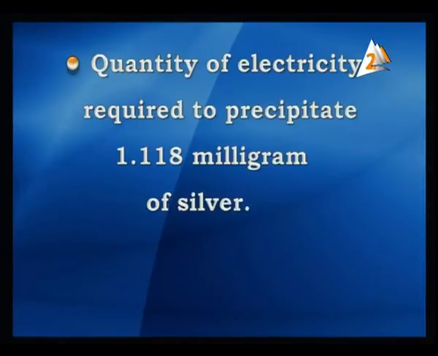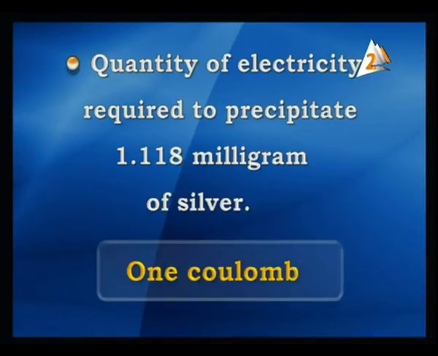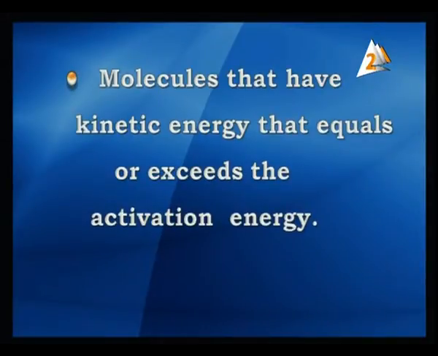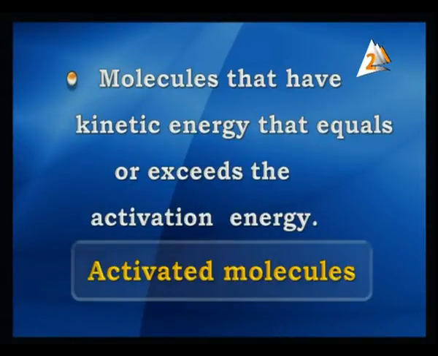The other question: the quantity of electricity required to precipitate 1.118 milligram of silver. You remember this? I think all students know it. Yes, it's good to say 1 coulomb. Good question. When I say molecules that have kinetic energy that equal or exceed the activation energy, this question tells me it's an activated molecule. Molecule activation, activated molecule. That is the answer.